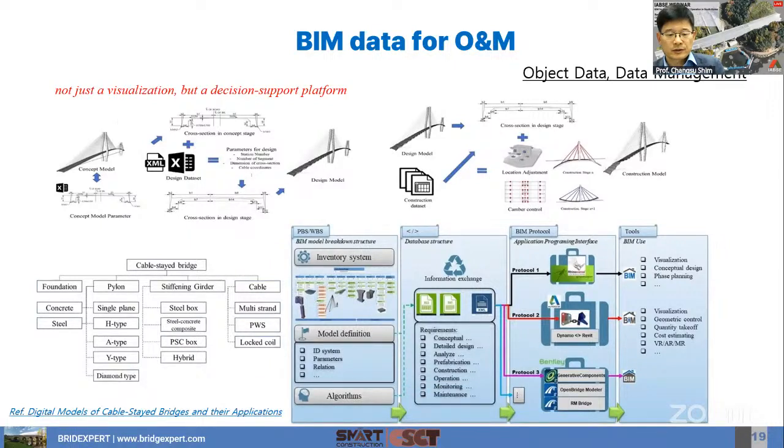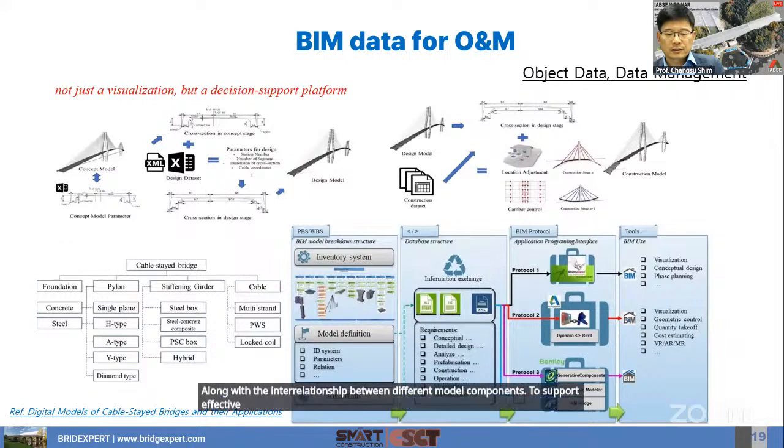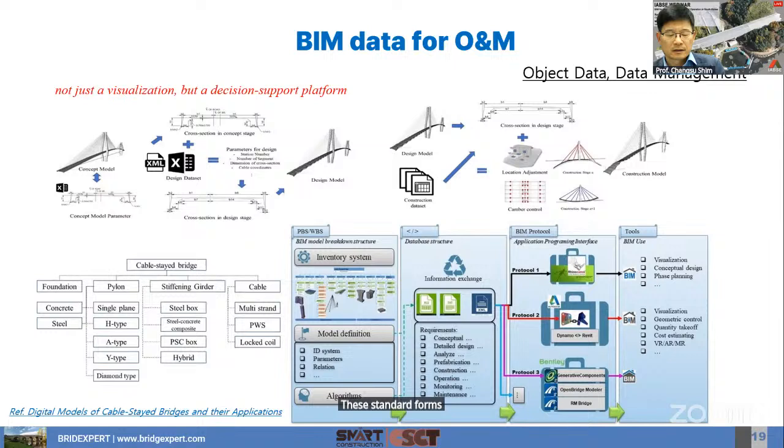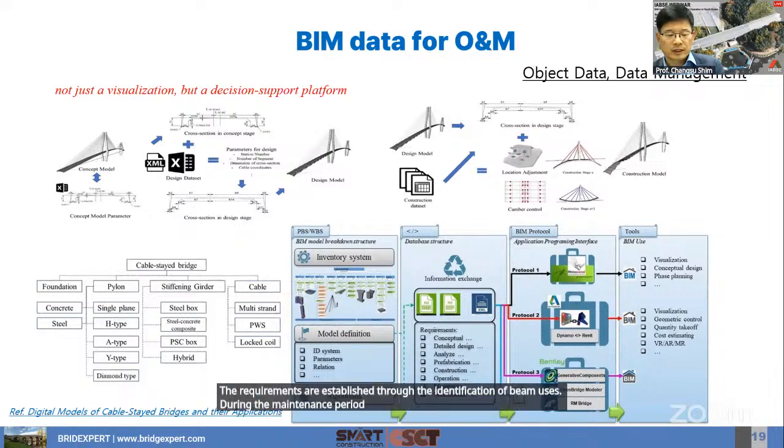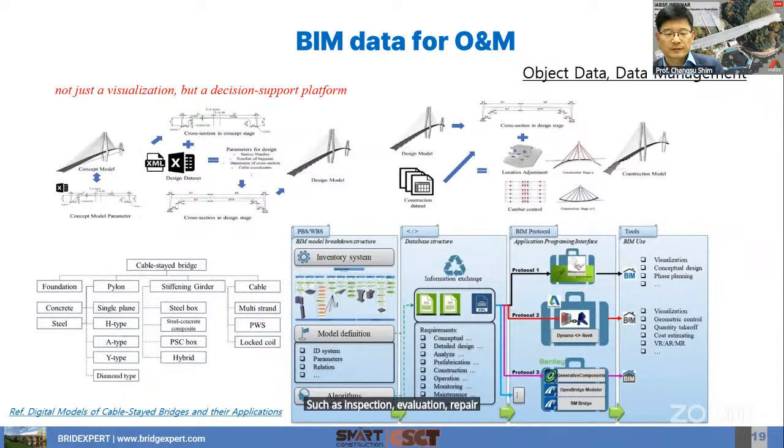You see, these slides present an example of how the geometry model of Cape State Bridge is defined, along with the interrelationship between different model components. To support effective maintenance, it is essential to standardize the geometry definitions and attribute data from the perspective of maintenance managers. This standard forms the foundation of what we define as object data. The requirements are established through the identification of BIM uses during the maintenance period, which are derived by analyzing actual maintenance tasks, such as inspection, evaluation, repair planning, and monitoring.